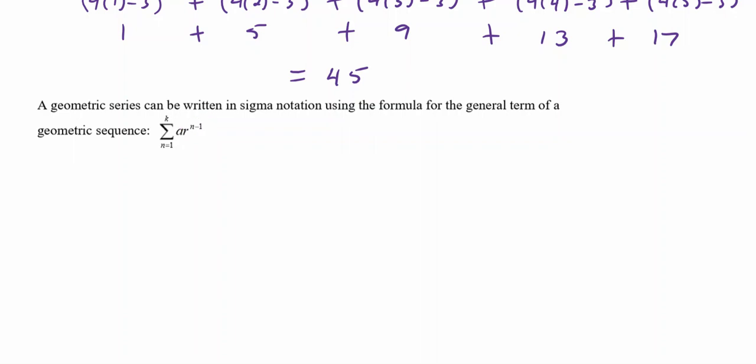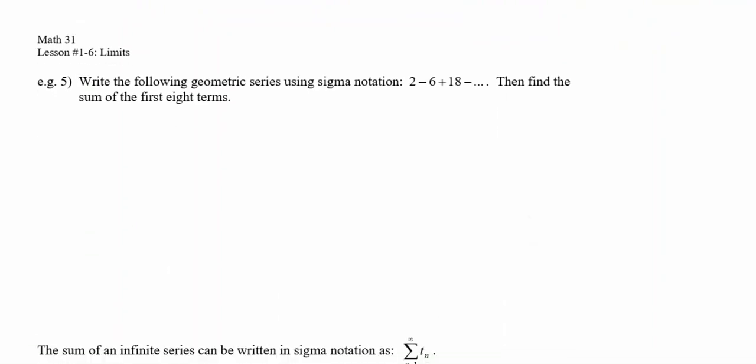So let's say for 5 here, if we had this one, then let's figure out what we have going on here in this one. So here, I'm going to write it one more time. So if we have the sum, so as n's equal to 1 on the bottom, we have k on the top, of a r to the power of n minus 1. So now let's figure out what a few of these things are, right? So it says, write the following geometric series using sigma notation, then find the sum of the first 8 terms.